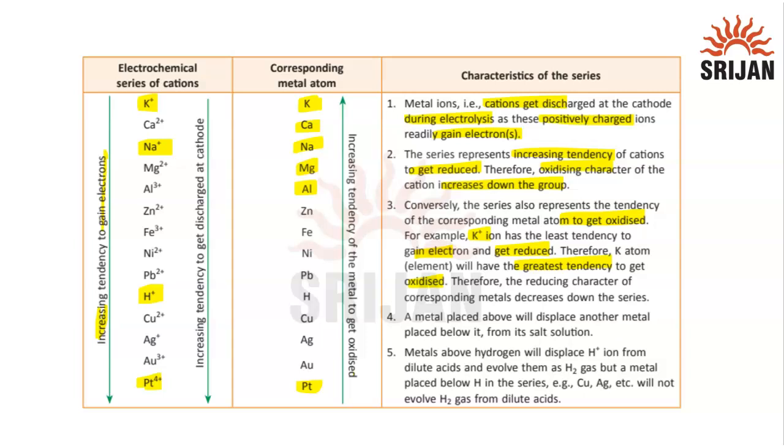That means potassium will easily lose electrons, and we know that metals are electropositive in nature, so they generally lose electrons easily. Metals above hydrogen will displace H+. If we react HCl with copper, there will be no reaction, because copper cannot displace hydrogen from the acid, owing to its lower reactivity; it is present below hydrogen in the electrochemical series. Whereas lead or nickel can displace hydrogen from the acid and evolve H2 gas. Metals placed below, as you can see, like copper and silver, will not evolve H2 from dilute acids.